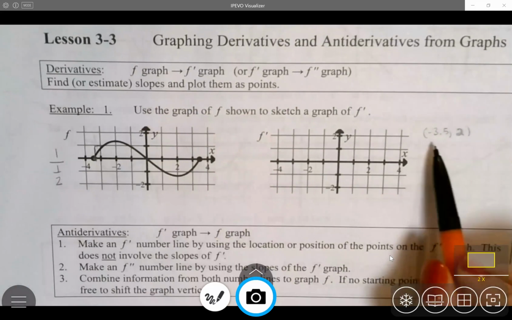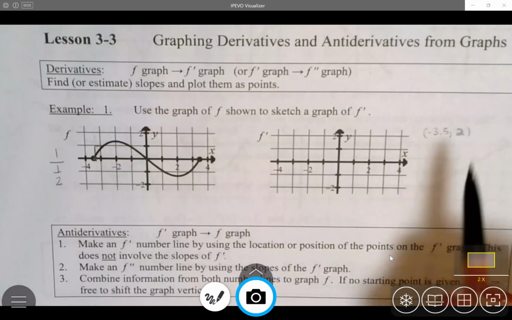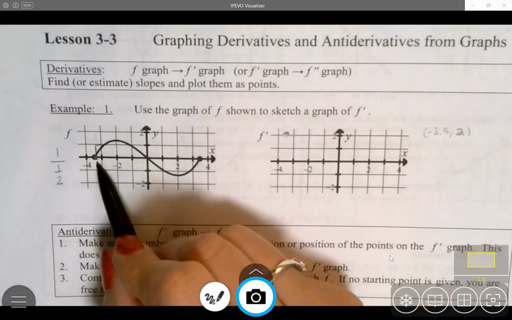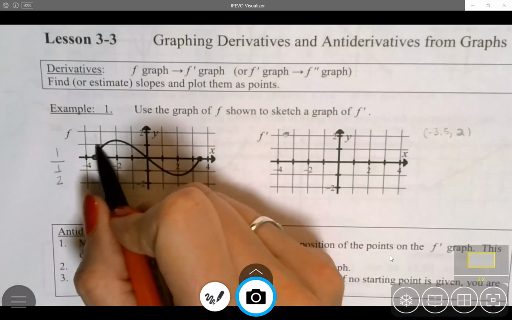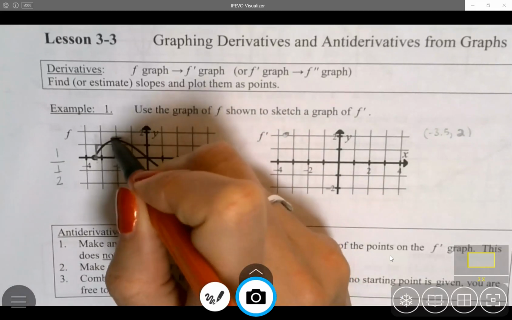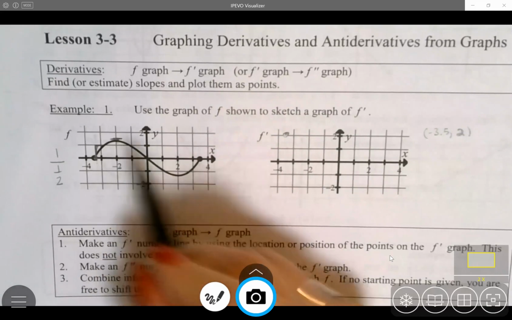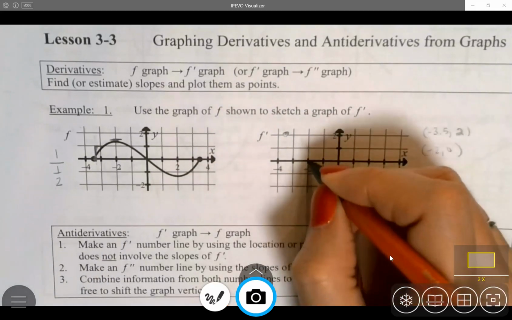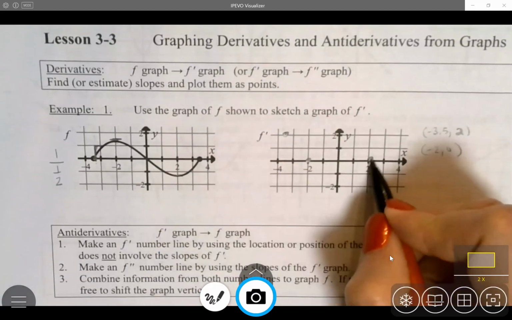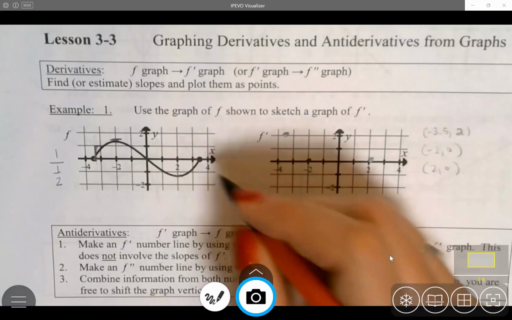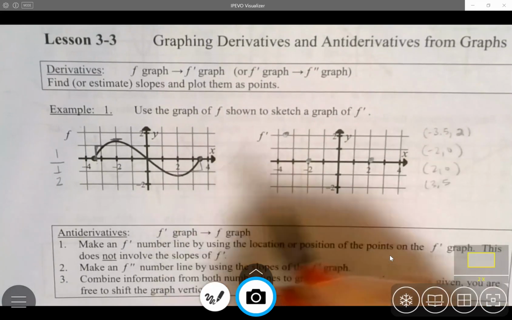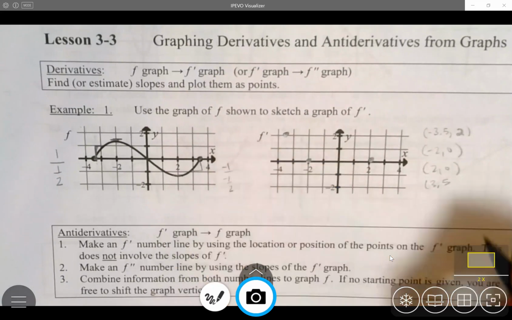Okay, so there's going to be a point on the graph, (-3.5, 2). So I'm going to go over to negative 3.5 and up 2. And that's going to be my starting point, okay? So all I did was find this slope right here. First of all, anytime you have a max or a min, you know the slope is 0. So at negative 2, it's going to be 0. I'm going to mark that right here. And then at positive 2 is going to be 0. And then at 3.5 it's going to be down 1 and over a half to the left. So that's also going to be 2.